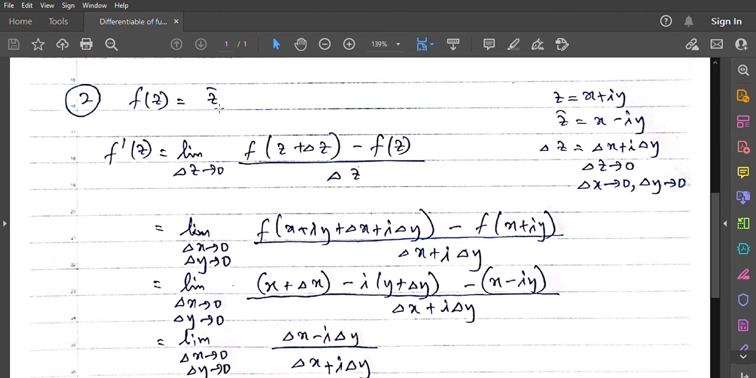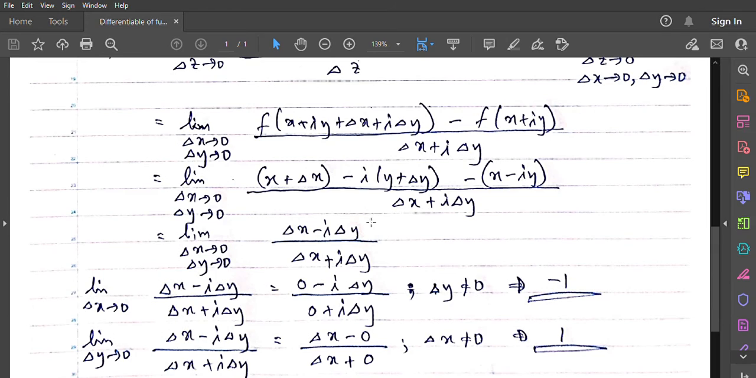So our function is z bar, so we need to take the bar of this whole function. So the real part of this is x plus delta x minus i times the imaginary part, which is y plus delta y, and minus f z. So this is the function x plus iy. The bar of x plus iy is x minus iy.